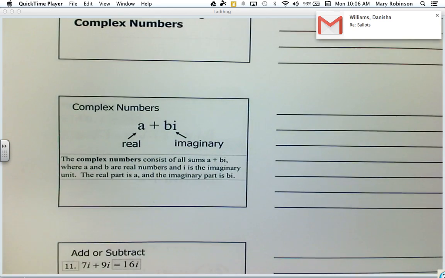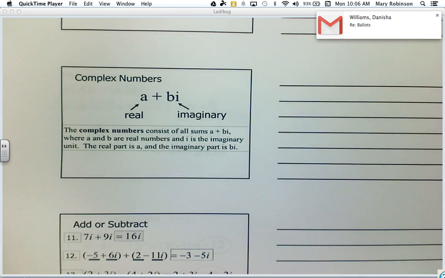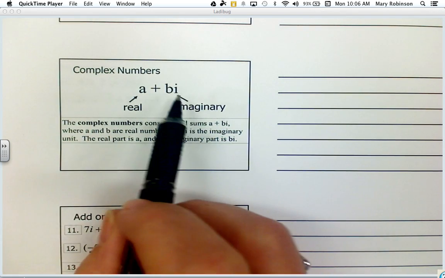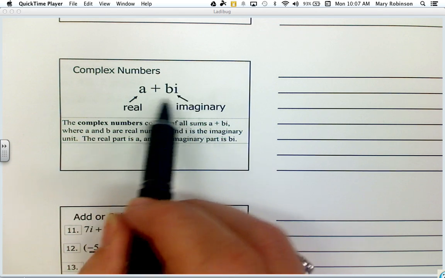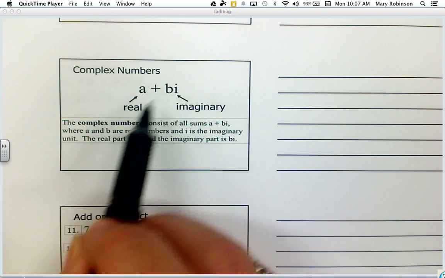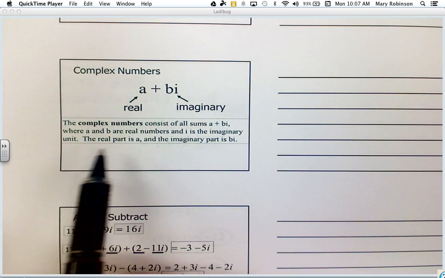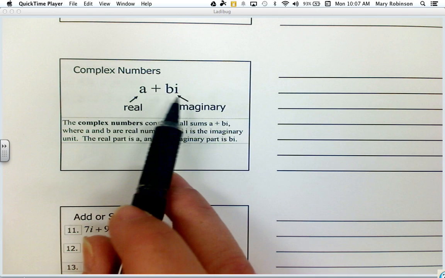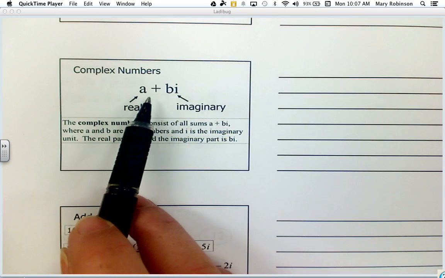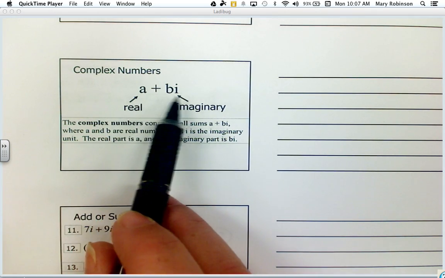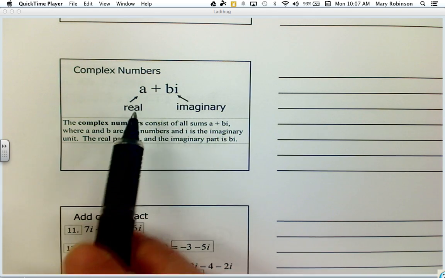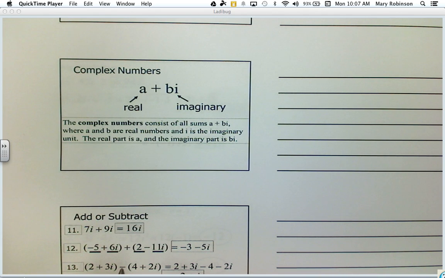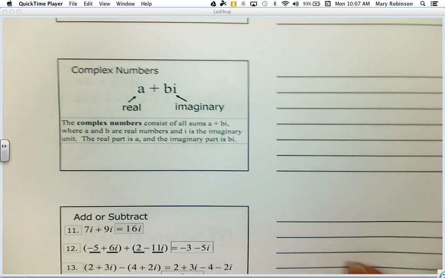So the first slide explains what a complex number is. Remember we talked about imaginary numbers. Imaginary numbers are numbers that have i in them. So this would be our imaginary part and this our real part. So a complex number is a number that has both a real and an imaginary part. a and b are real numbers, however the i makes this imaginary. So we call a the real part and bi the imaginary part. Make sure you write all this down.